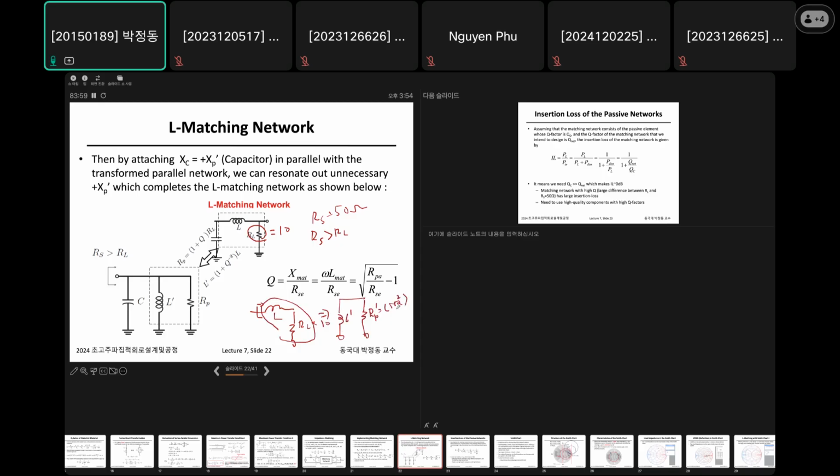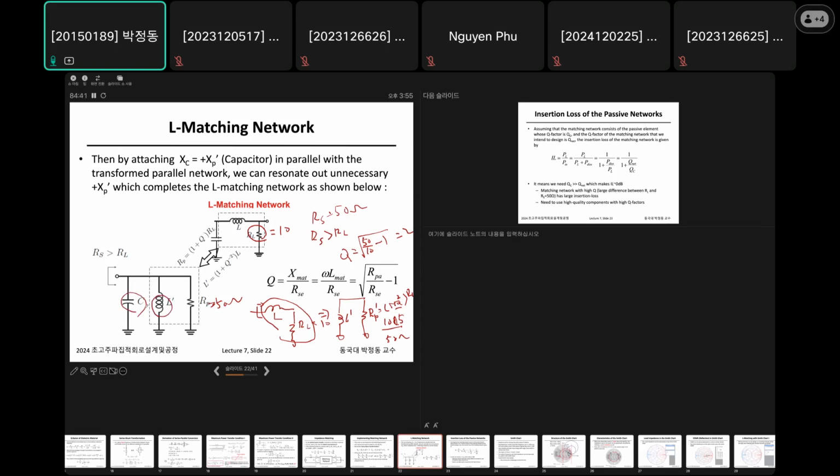Then how can I get this value? Quality factor Q is the square root of R parallel 50 divided by 10, minus 1, which is 2, right? So quality factor equals 2. So RP is RL multiplied by this, right? RL is 10 and 1 plus Q square is 5, then it's 50 ohm, right? Parallel network, this is 50 ohm. So the last thing is to resonate this out with the C.